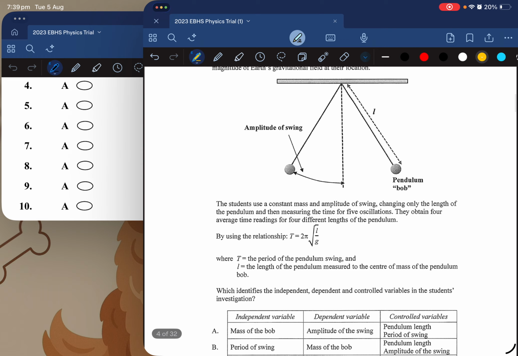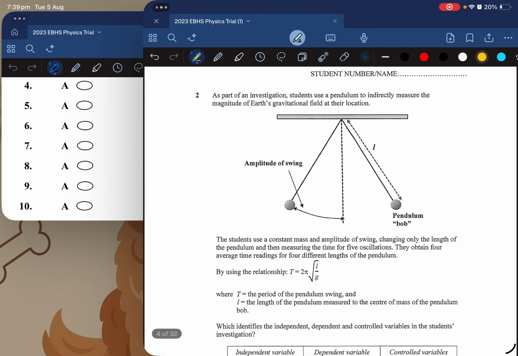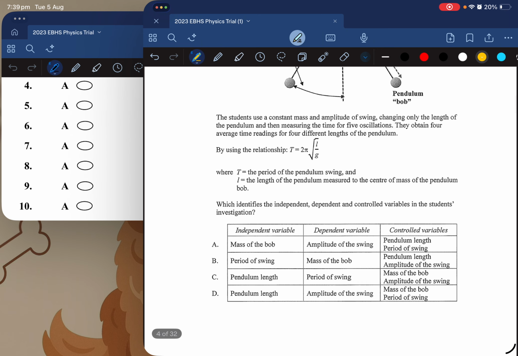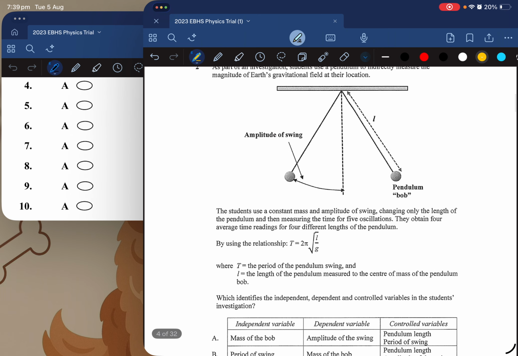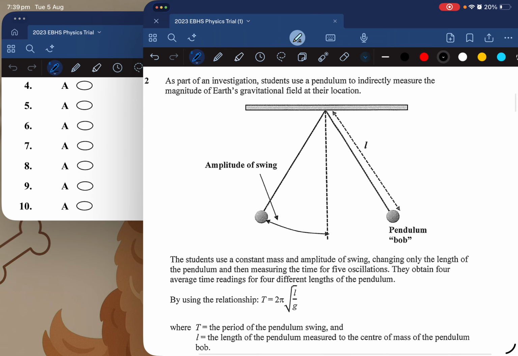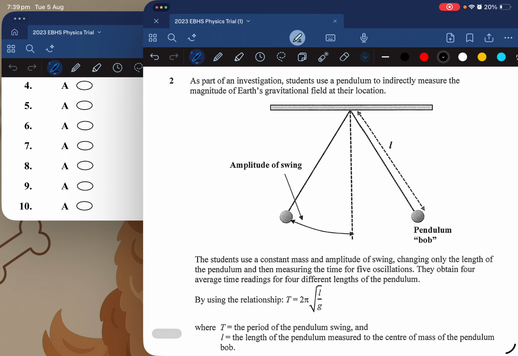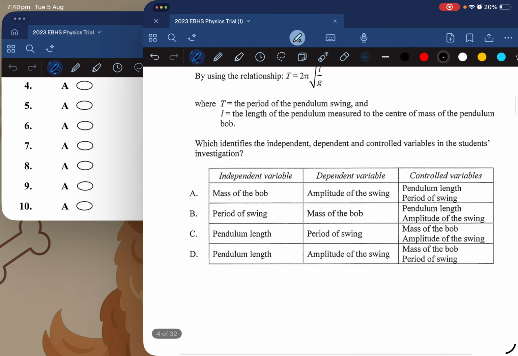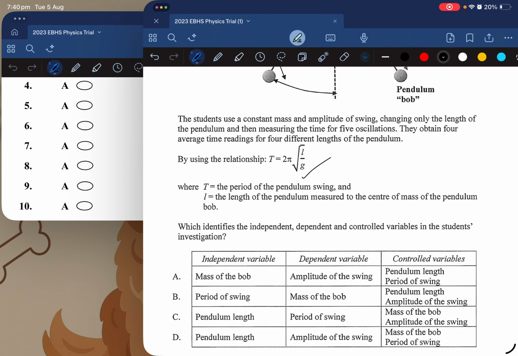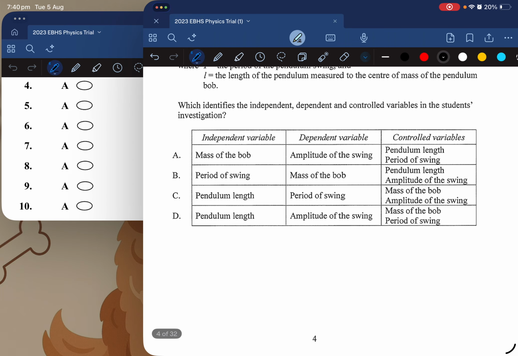Okay, so now looking at this amplitude of the swing question, it's looking hard already, so we want to do some really hard educational guessing here. They say, as part of the investigation, students use a pendulum to indirectly measure the magnitude of the Earth's gravitational field at their location. Interesting. Now we want to look at this: independent, dependent, controlled. What is similar so we could confidently strike out the others? Well, we see pendulum length, so that should be an immediate hitter to you.